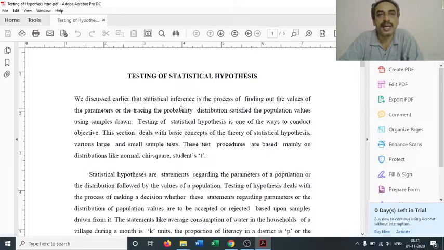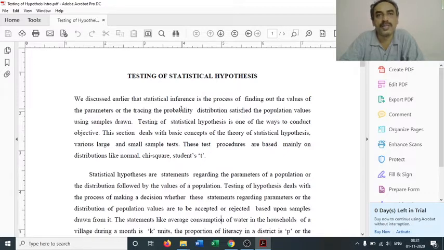But in statistical hypothesis also we deal with certain statements, but they are regarding the various statistical measures of a population, which are known as parameters. So statistical hypotheses are certain statements proposed regarding the parameters of a population. We have a lot of such statements regarding the parameters of a population.